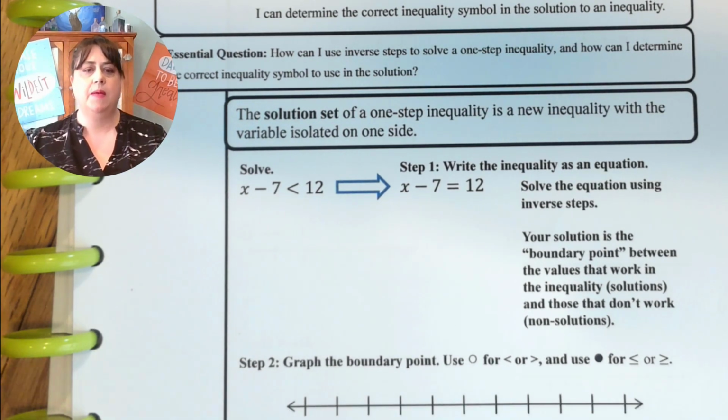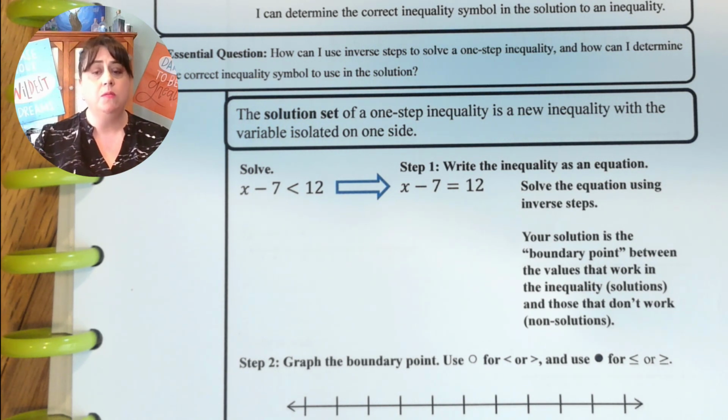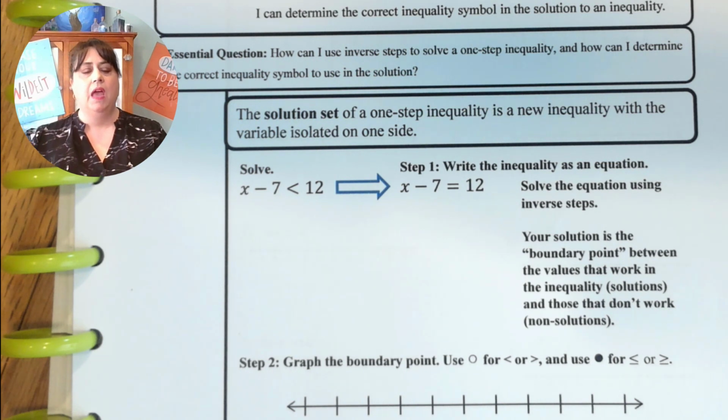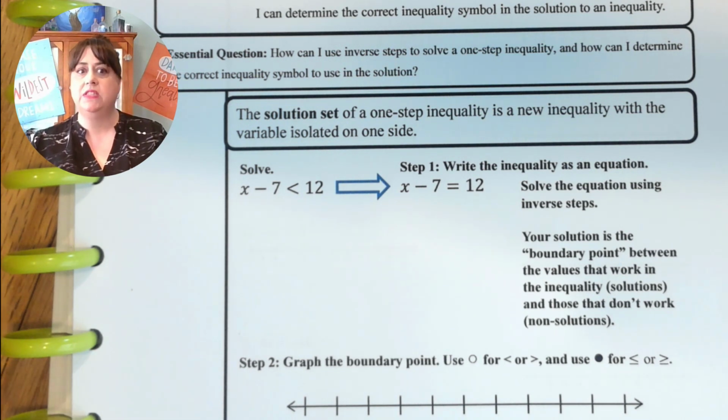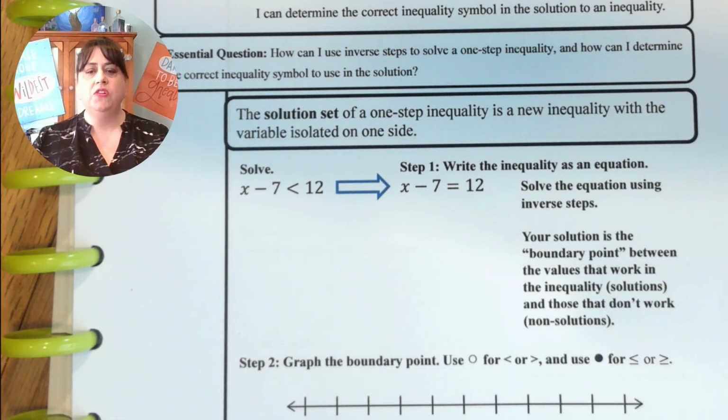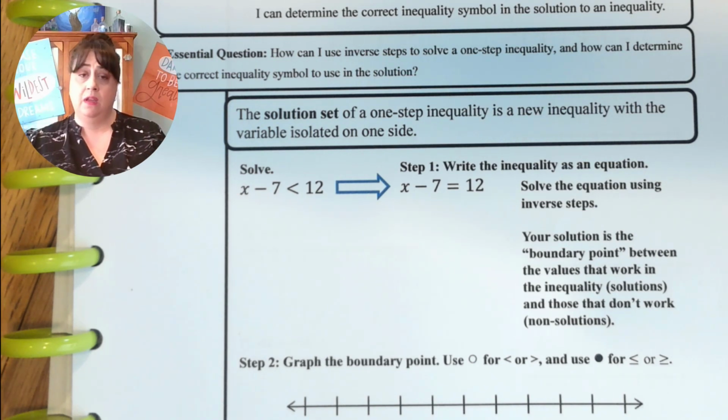Remember that a solution step of a one-step inequality is a new inequality with the variable isolated to one side. Instead of memorizing a whole new set of rules, we're going to use what we know about solving equations to help us solve inequalities. The first step is to change it into an equation and just solve it. What we're looking for is the boundary. Once we know the boundary, we can determine which side is true and which side is false, and then use what we know about inequalities to finish writing the inequality.